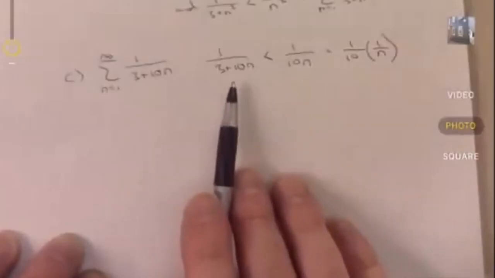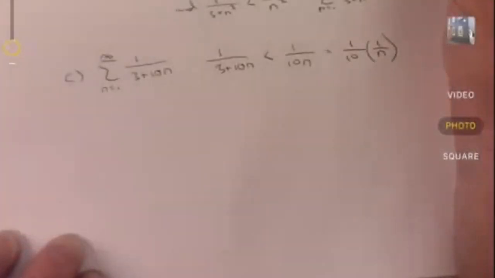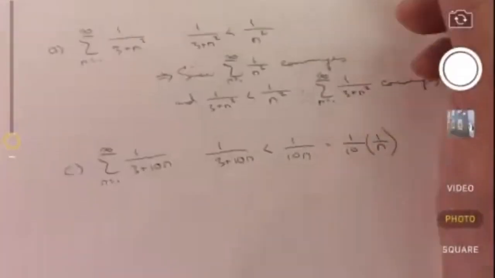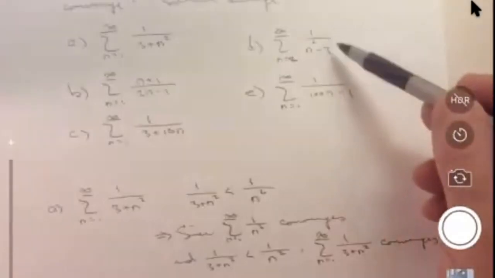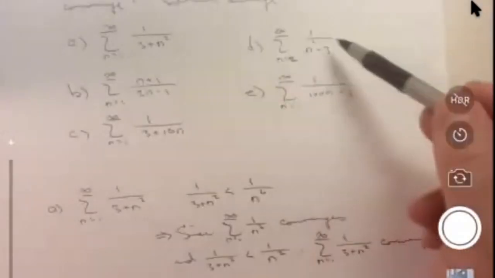But we run into a similar problem here that we ran into with our 1 over n squared minus 3 series, comparing it to 1 over n squared. We're running into it in the opposite direction. Remember, we run into a similar problem as we did whenever we tried to use the p-series 1 over n squared to compare to this one.